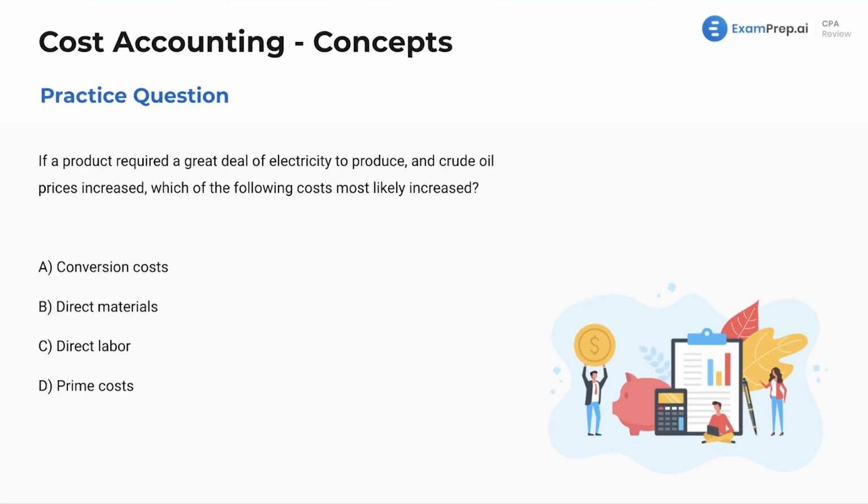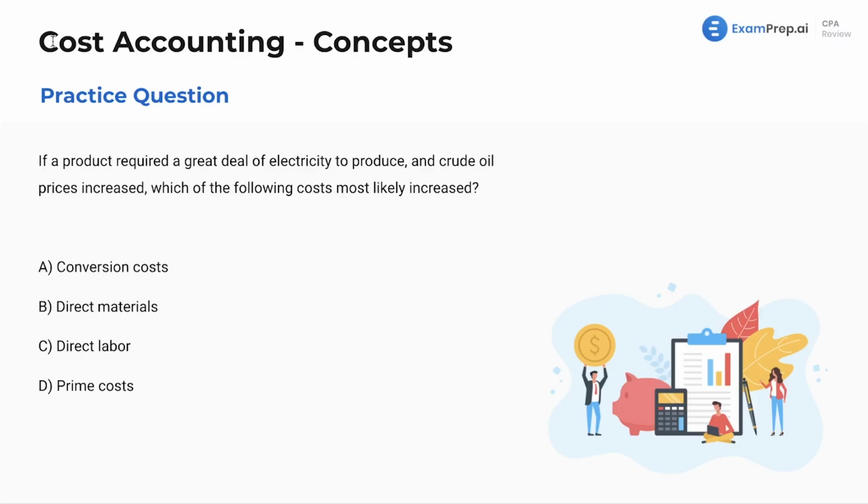Here we go with some good multiple choice questions in the cost accounting concepts realm. Let's begin. If a product required a great deal of electricity to produce and crude oil prices increased, which of the following costs most likely increased?